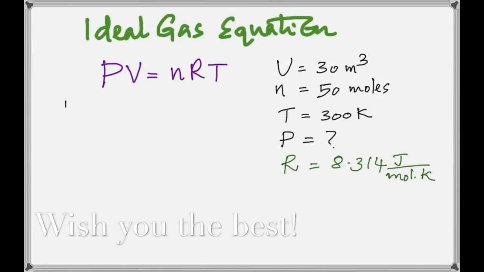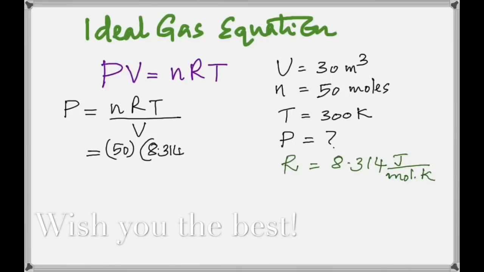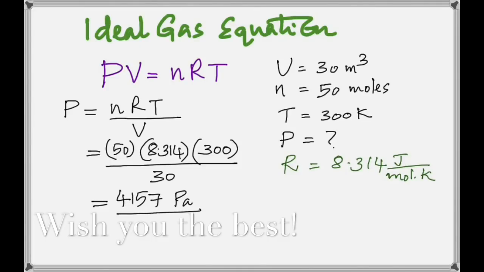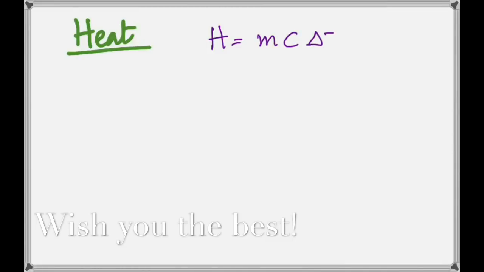You're ready for anything. Okay, so what you would have got is, did I do it correctly? Is it 4,157 pascals? Yep. All right, so that's what we get for the pressure. Moving on. Heat. Simply heat. There are two ways. One, if an object gets heated up, you use mcΔT. Remember that? What are those terms standing for?